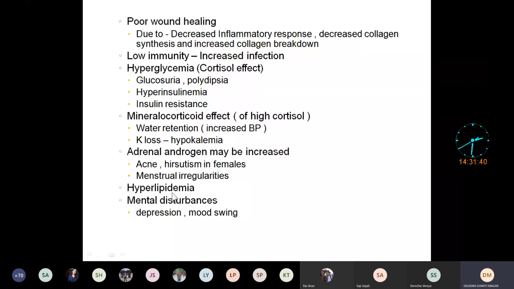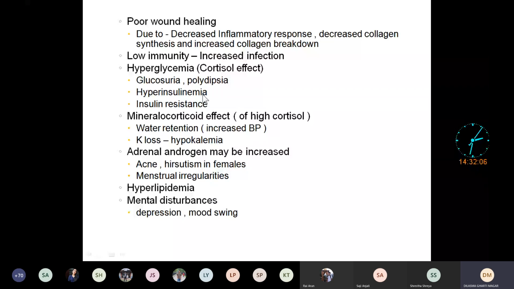Hyperlipidemia will be there. And here, because of this high cortisol level, there will be mental disturbances. So mental disturbances means sometimes they will have anxiety, sometimes they will have depression, and sometimes even mood swings will also be there. So poor wound healing, low immunity, hyperglycemia, leading to glucosuria, polydipsia, hyperinsulinemia, insulin resistance, I already told you.